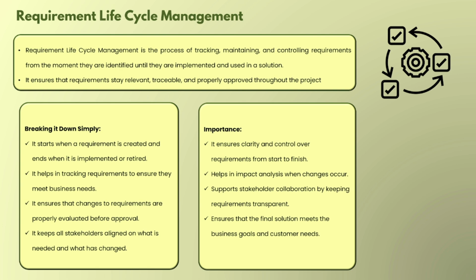It ensures clarity and control over requirements from start to finish. It helps in impact analysis when changes occur. It supports stakeholder collaboration by keeping requirements transparent. Well, stakeholder collaboration is very important to keep the requirements transparent. Then it ensures the final solution meets the business goals and customer needs. Well, this is what we are developing any system or software for: it should meet the business goals and it should satisfy the customer needs.